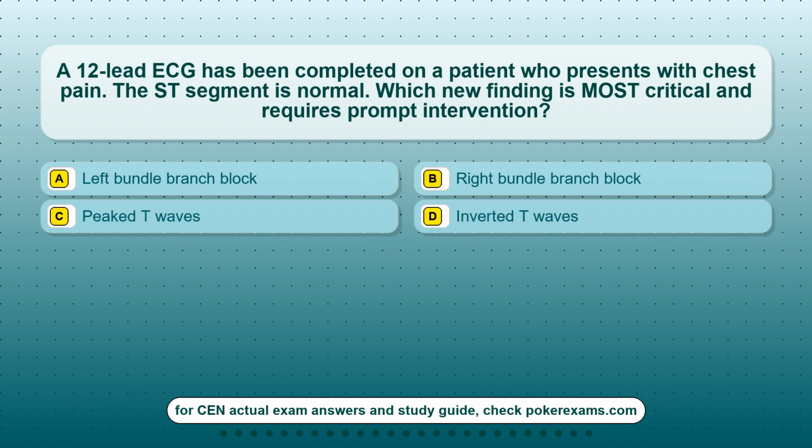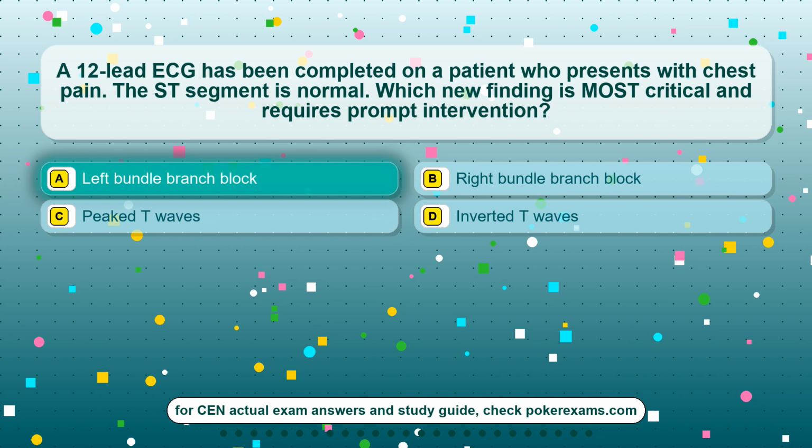Question 4. A 12-lead ECG has been completed on a patient who presents with chest pain. The ST segment is normal. Which new finding is most critical and requires prompt intervention? Option A. Left bundle branch block. Option B. Right bundle branch block. Option C. Peaked T waves. Option D. Inverted T waves.